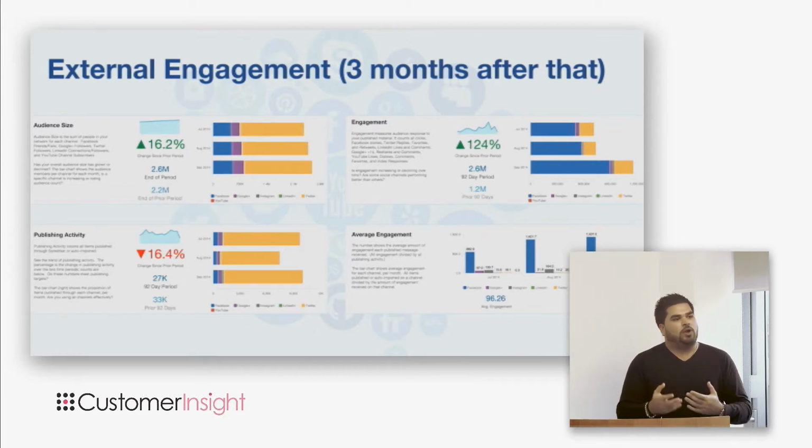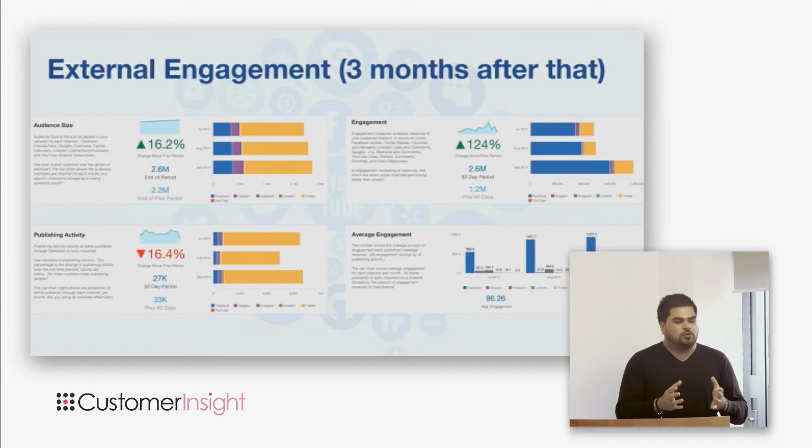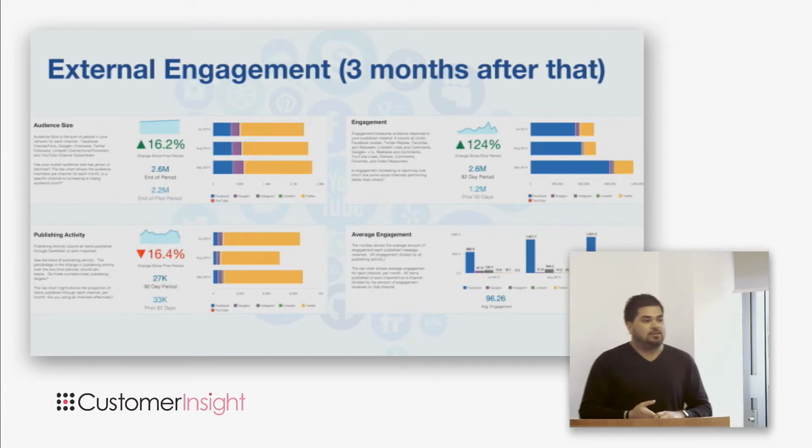Now engagement, you might be wondering, what does that actually mean? That means likes, shares, retweets, favorites, comments, any kind of social engagement on any of the networks, plus clicking of URLs that our guys share on social media. Average engagement went from around 35, 36 up to 96 actions per social post.